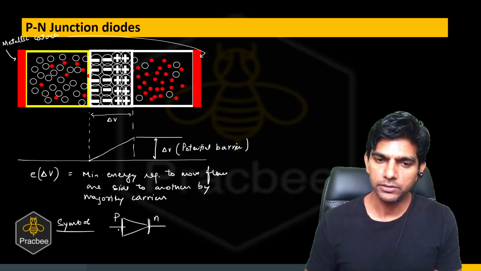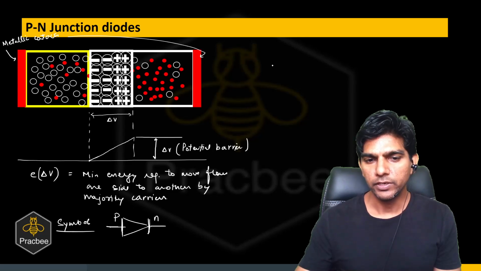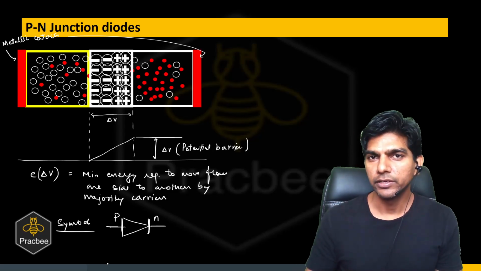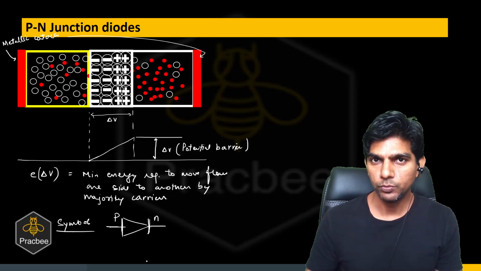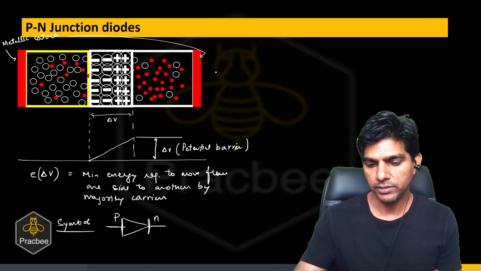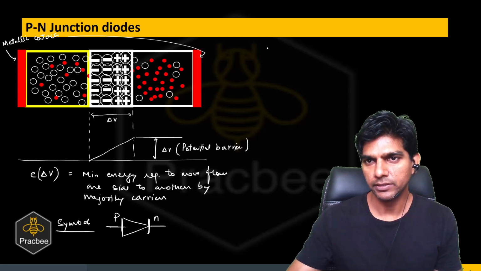So you should remember like this, PN. Now if we connect the P side with the high potential of the battery and N side to the low potential, then this type of a connection is known as a forward biasing. So let us study what is forward biasing.